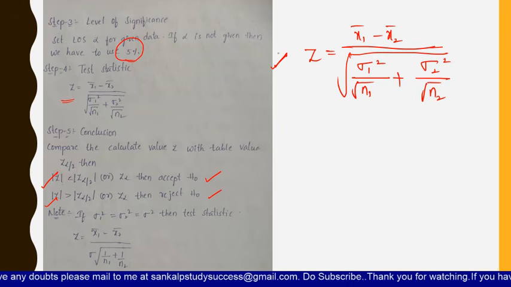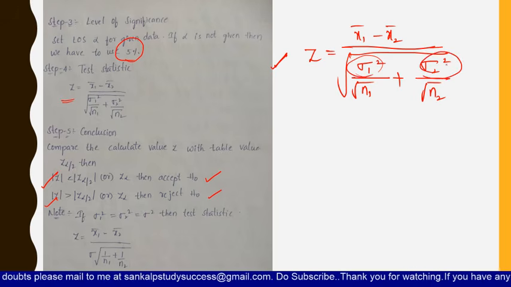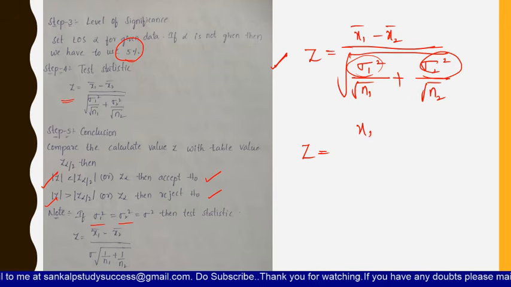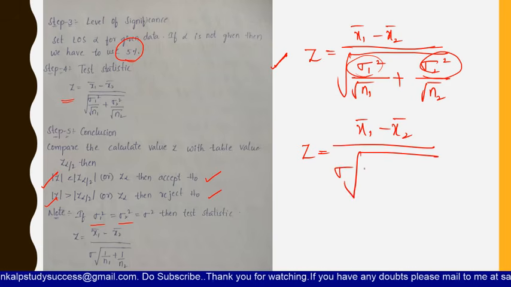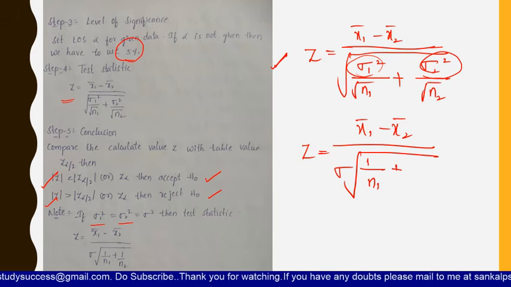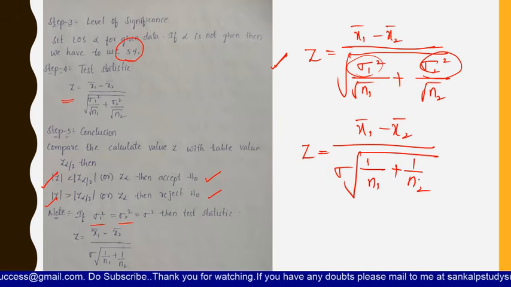Here, for example, if sigma 1 square and sigma 2 square are equal, then the formula will become, if you take the sigma as common, x1 bar minus x2 bar by sigma of square root of 1 by n1 plus 1 by n2. That means if you just take the sigma as common, you will get the formula as x1 bar minus x2 bar by 1 by n1 plus 1 by n2.